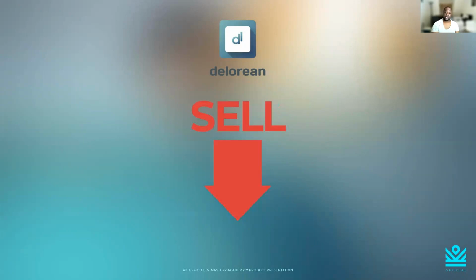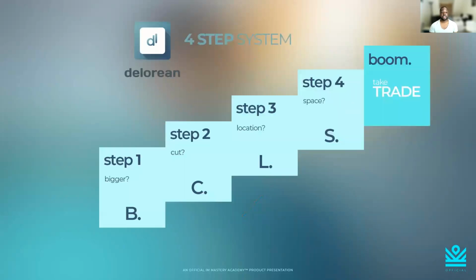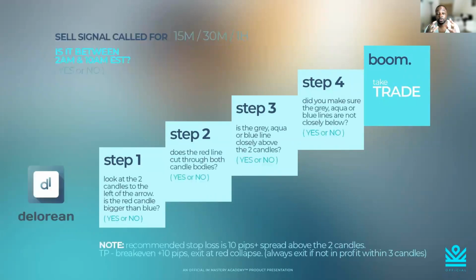Then it leads on to the area where you need to look at the 4 steps. The good thing about Delorean is the simple 4-step strategy, and it's BCLS: Bigger, Cut, Location, and then Space. If it fits all those, then excellent, you take the trade. The same rules apply with HFX, which is for Forex. Simple, simple, simple. That's what's great about this. Clear, simple, easy to understand.